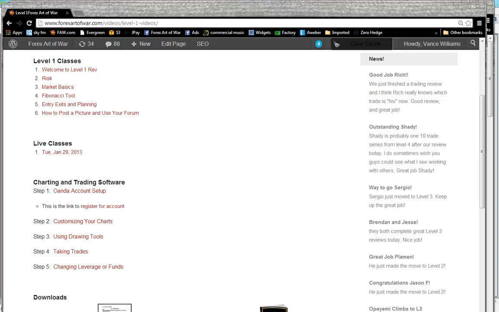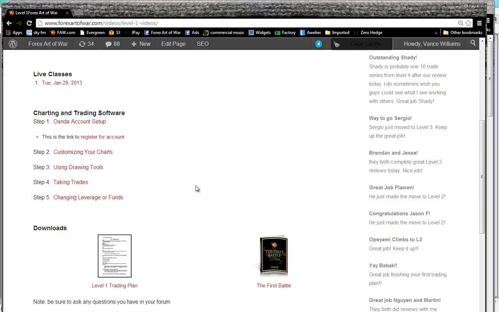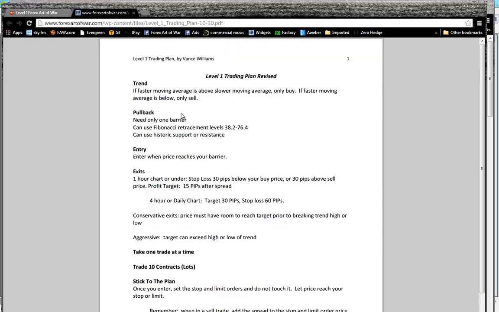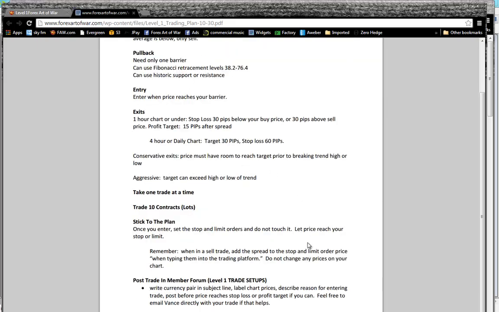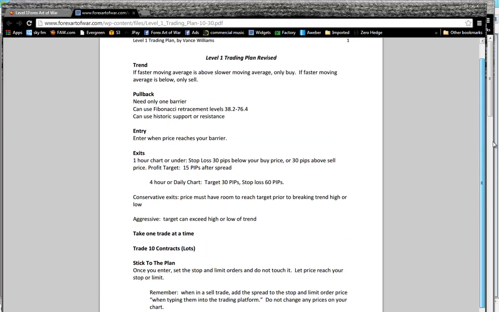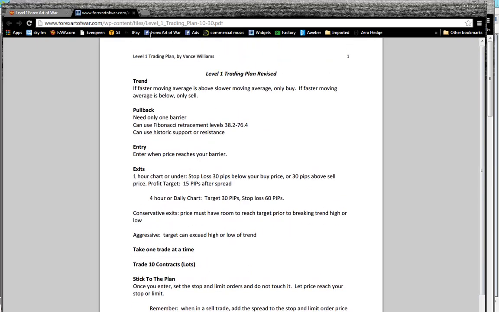I do want to show that each level has specific objectives. In level 1, your only objective is to carry out the level 1 trading plan. I'll click on that real quick just to show you. There's only one page, and some of it is actually procedures, but you're basically just trying to follow this trading plan.